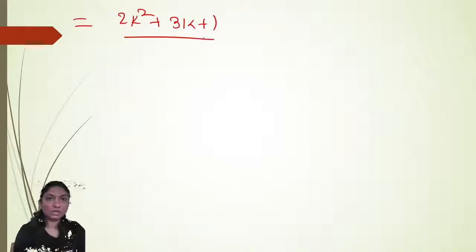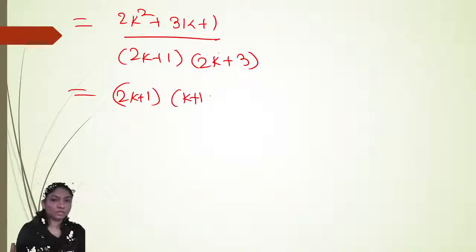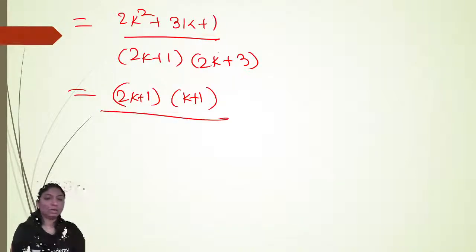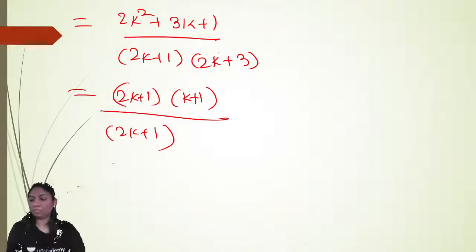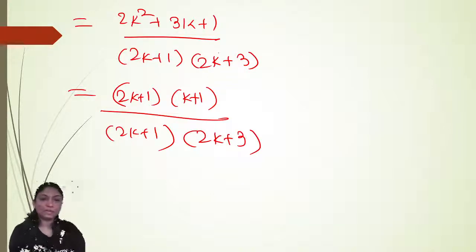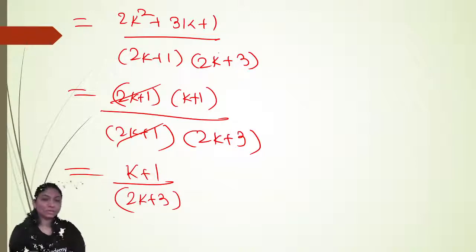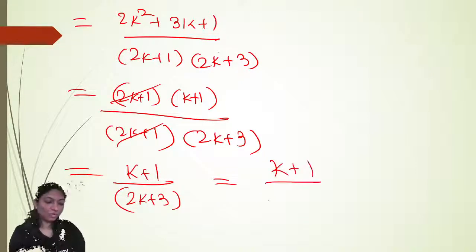k square plus 3k upon k plus 1, k plus here 2k plus 1 plus 1 upon 2k plus 1 into 2k plus 3, divided by, now see here 2k plus 1 and 2k plus 1 get cancelled out, k plus 1 upon 2k plus 3 equal to, we can write k plus 1 upon 2 into k plus 1 plus 1.